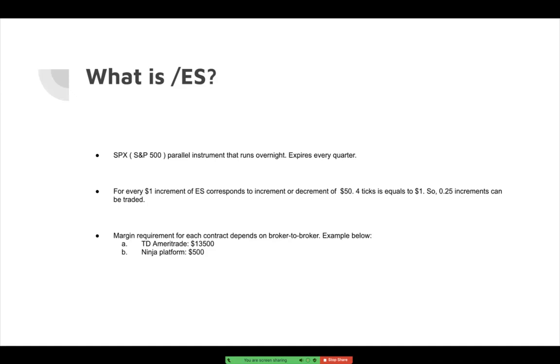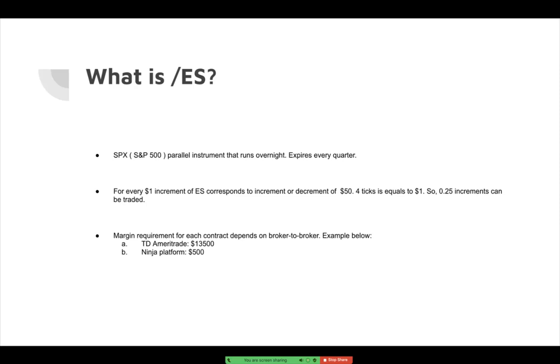So it's important that you know how futures trading works and what causes the gap up and gap down. Just like regular stocks, for every $1 increment of ES, it's not really $1. It corresponds to $50 worth. It also trades in fractions: 4 ticks equal a $1 increment of ES, so the actual incremental size is 0.25. Each dollar corresponds to $50 of actual value.